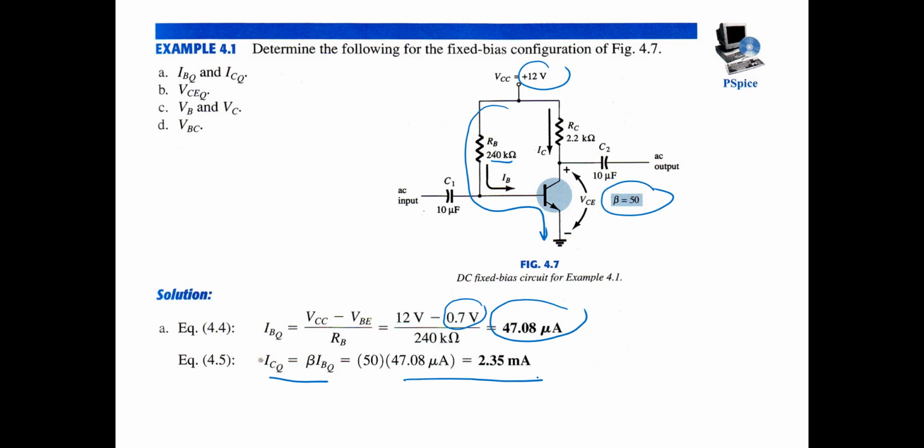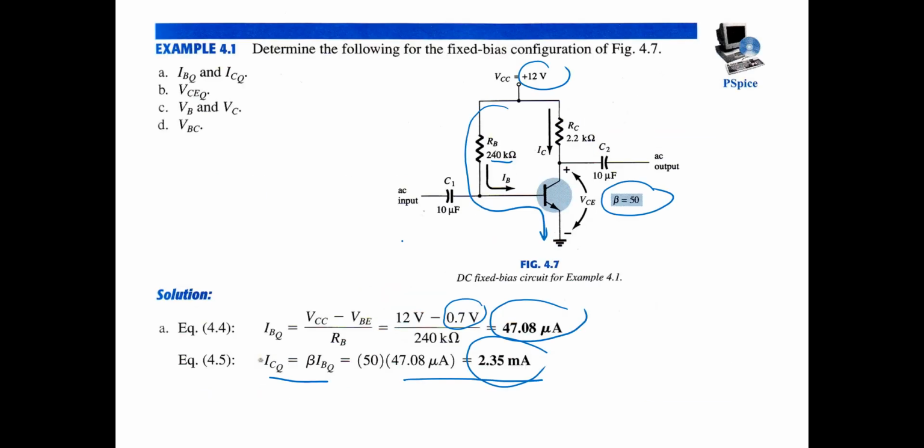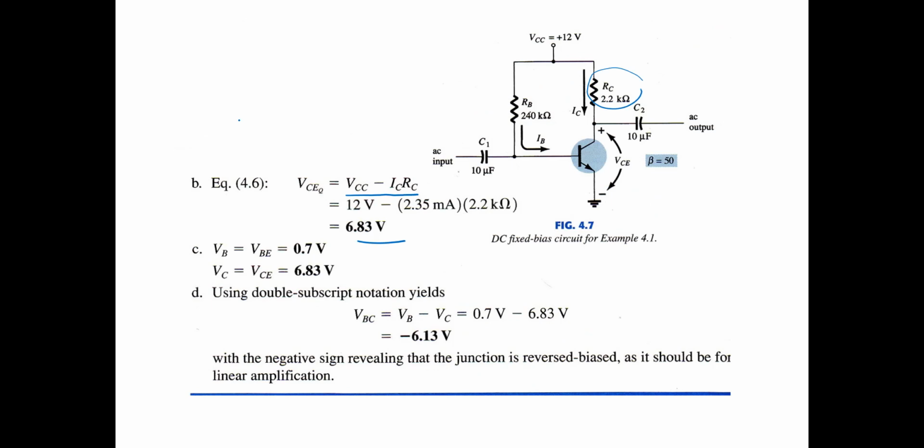And then VCEQ. VCE is VCC minus IC RC. IC is 2.35, so we get 12 minus 2.35 times RC, which is 2.2 kilo ohm. So we get VCEQ is 6.83 volt. And VBE is 0.7, and VCE is 6.83 here. Okay, VCE, because VE is 0, connected to ground.